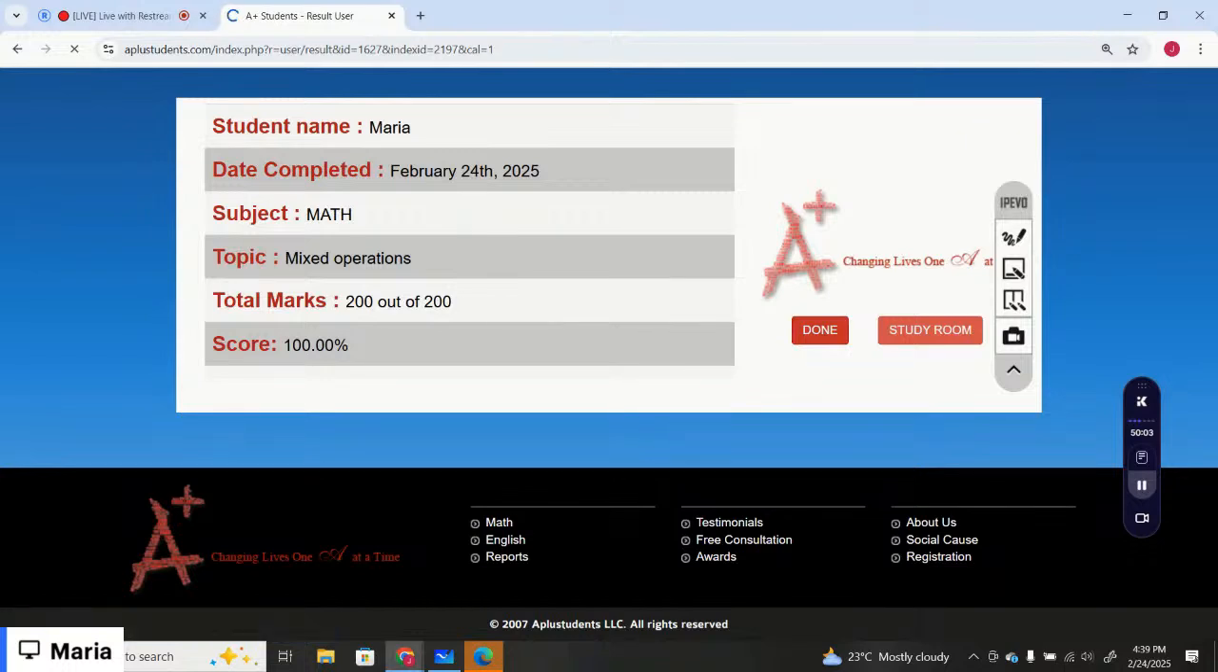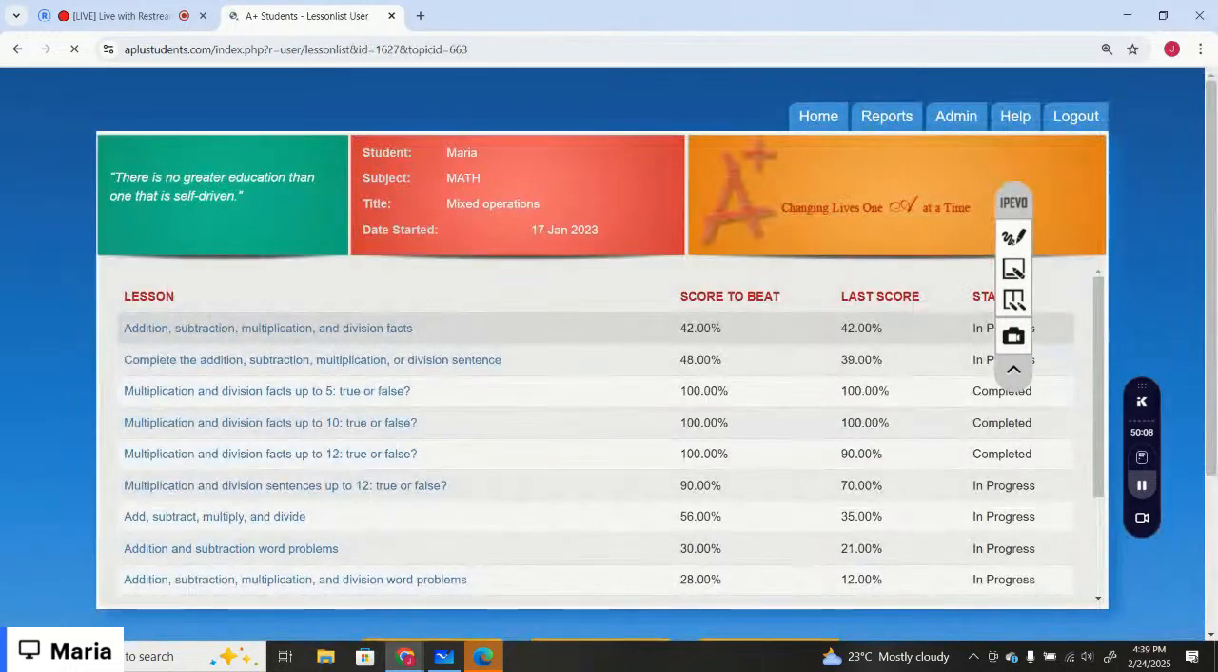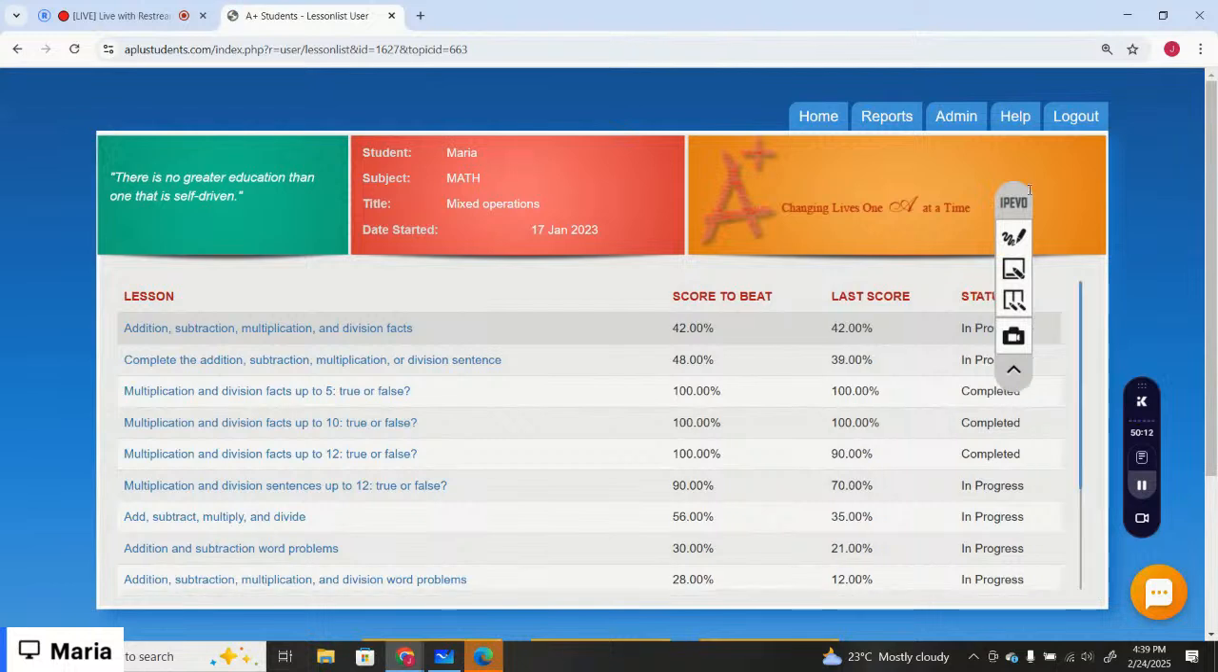So we were working on grade 3 math. We were working on the chapter mixed operations. The lessons we have covered today are addition, subtraction, multiplication, and division facts. Complete the addition, subtraction, multiplication, or division sentences. Multiplication and division facts up to 5 true or false. Multiplication and division facts up to 10 true or false.